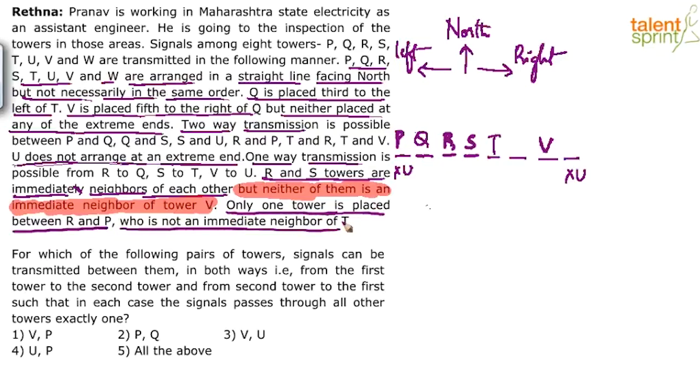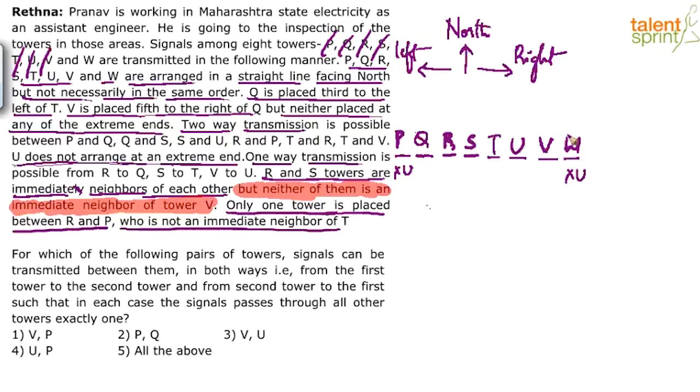What else is left? So P, Q, R, S are done. T and V are done, right? So if you see P, Q, R, S, T and V are arranged. Only U and W are left. See, we know that U cannot come in this position. So if U cannot come in this position, the only possibility is this. And then if U is placed, the only tower left is W, which has to take this position. So we are done. I think the arrangement is P, Q, R, S, T, U, V, W.